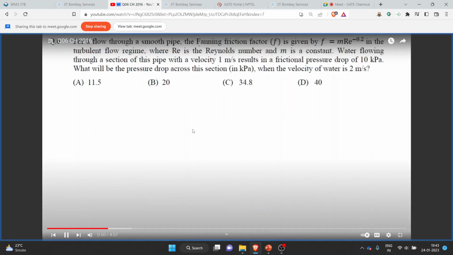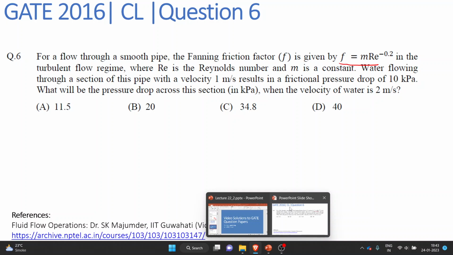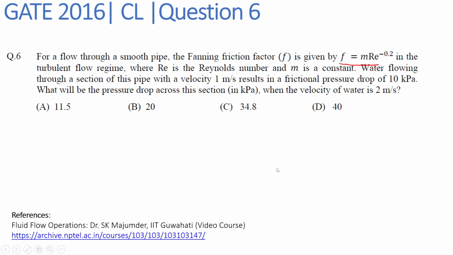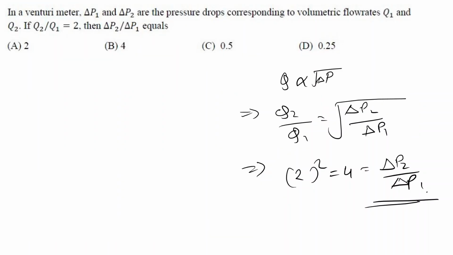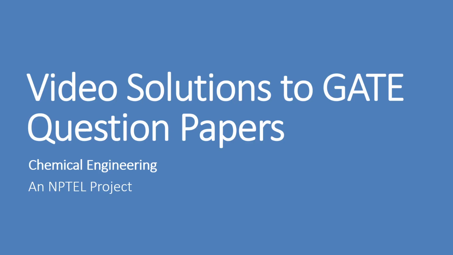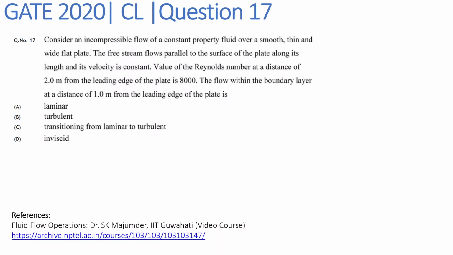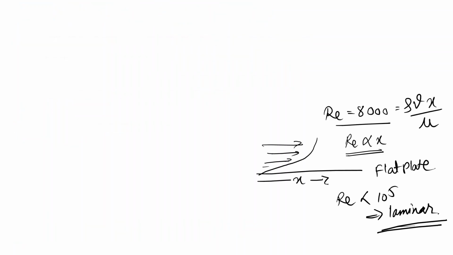As given in the question, we have a pipe through which water is flowing, and if the velocity of the water is 1 meter per second, then the frictional pressure drop is 10 kilopascal, and if the velocity of water is 2 meter per second, then we have been asked to find the pressure drop. So first of all, for the turbulent flow, we have been given this fanning friction factor equation, that is M into Re raised to minus 0.2.